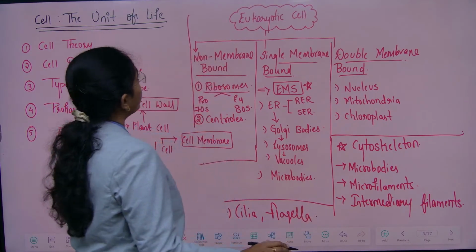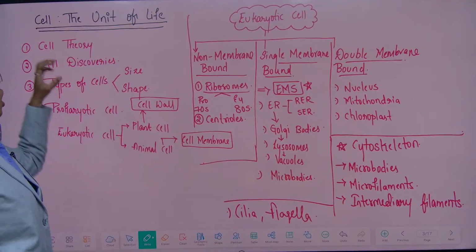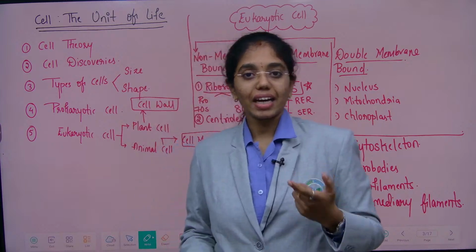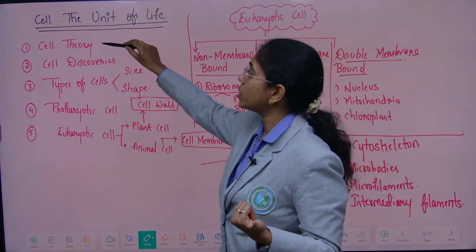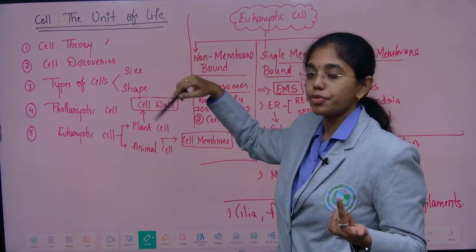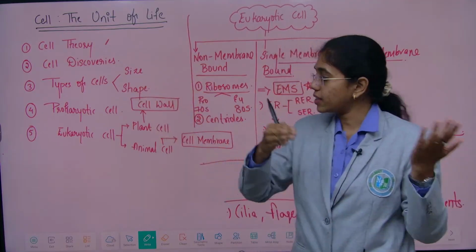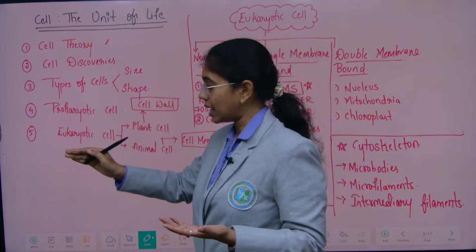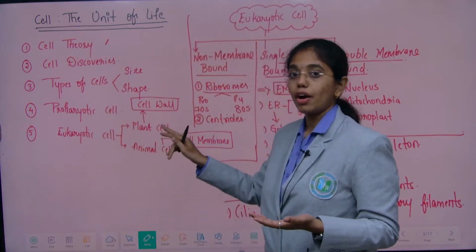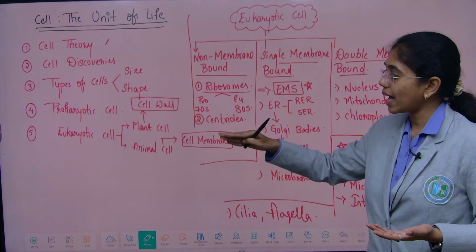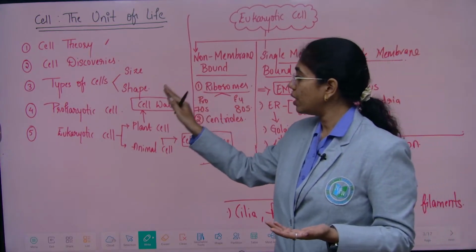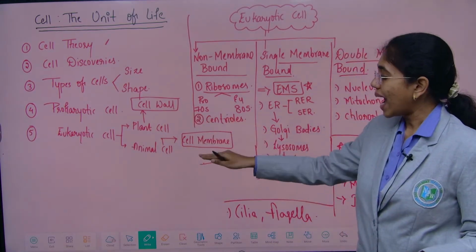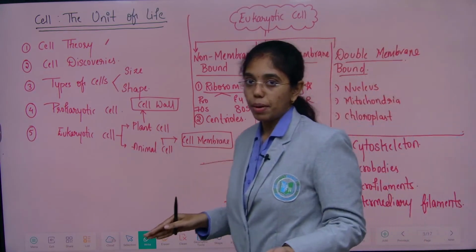These are the complete fundamental insights of the chapter Cell: The Unit of Life, that you are going to learn in NCERT 11. So, first we will begin with cell theory, cell discoveries, different types of cells based on their size and shape, and then complete idea on a prokaryotic cell, and then eukaryotic cell. We are going to learn both plant cell and animal cell. In plant cell we learn about cell wall composition and different layers of the cell wall. In animal cell we learn about the cell membrane.